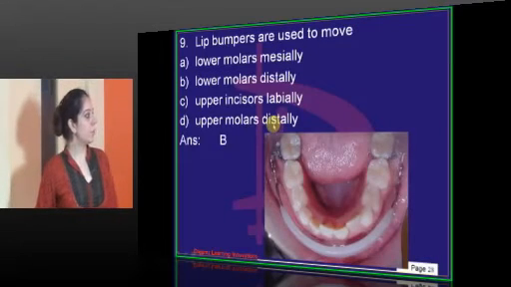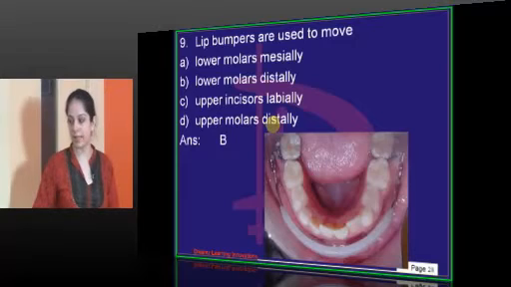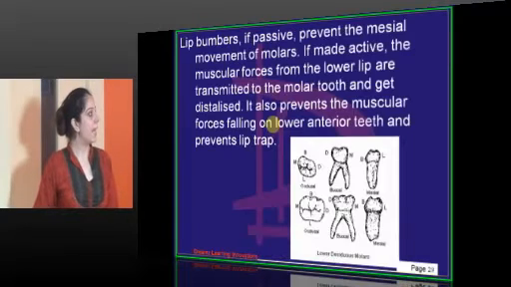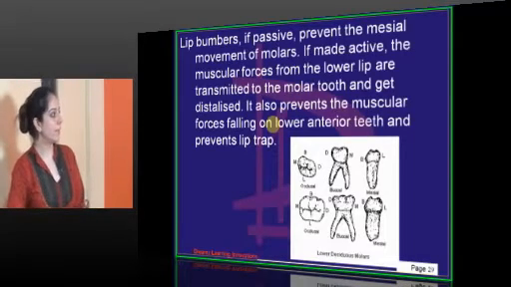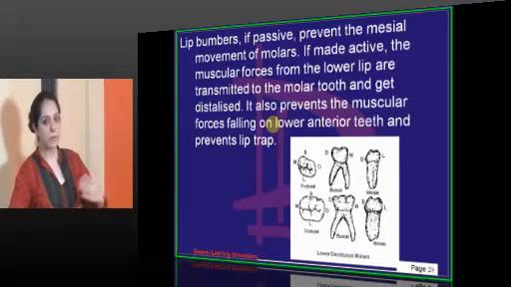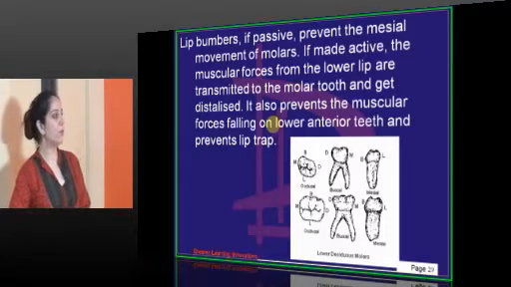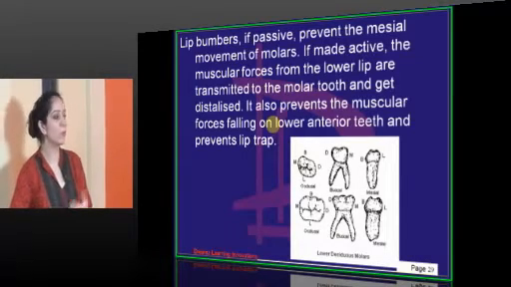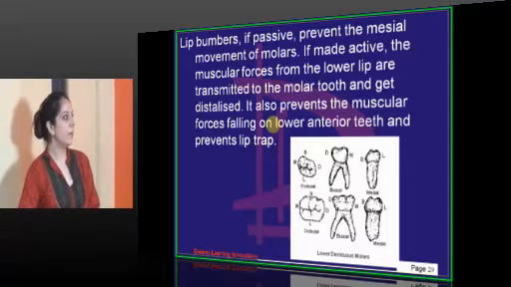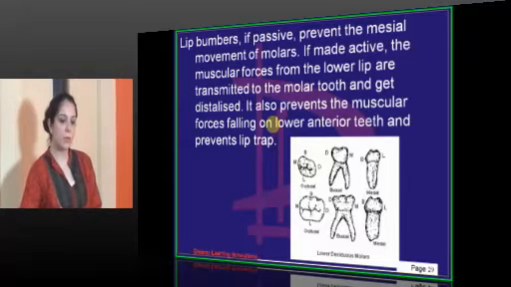Lip bumpers are used mainly to move the lower molars distally. It is used as a distalizing appliance. Lip bumpers have a lot of uses depending upon whether they are active or passive and what kind of tooth movement is required. If they are passive, they just prevent the mesial movement of molars.